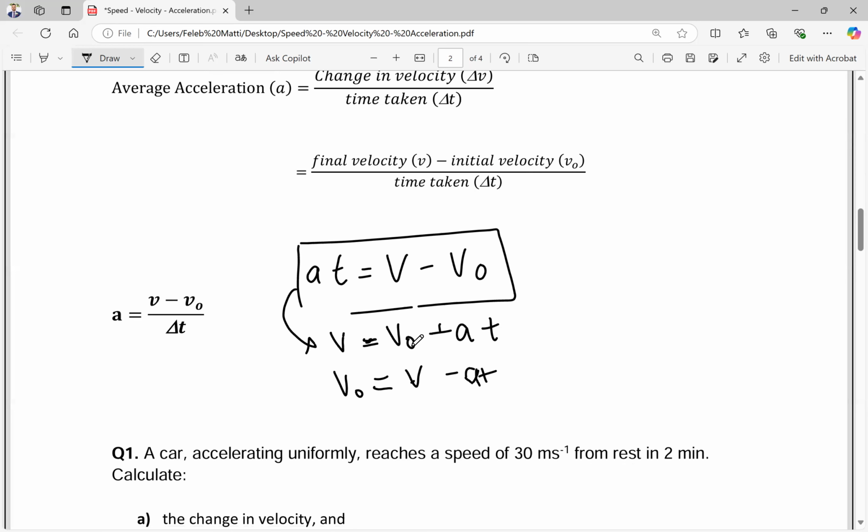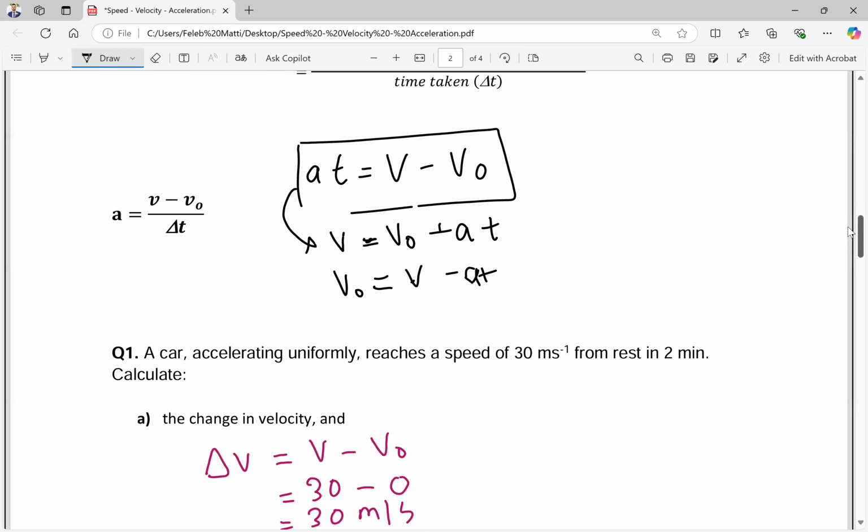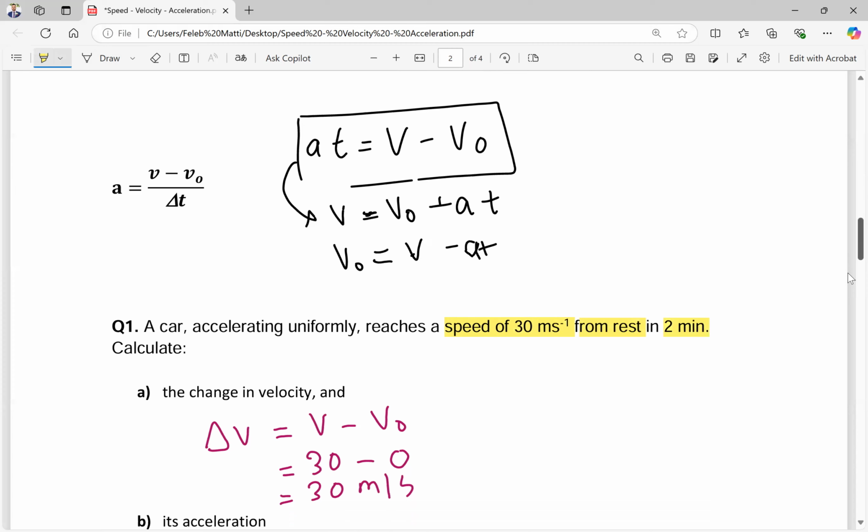So now let's look at question one. Question one is, a car accelerating uniformly reaches a speed of 30 meters per second from rest. So in this case, this is the final velocity. The final speed is 30 meters per second from rest. So the initial velocity is 0, V naught is 0, and the time taken is 2 minutes. So we need to convert 2 minutes to seconds.